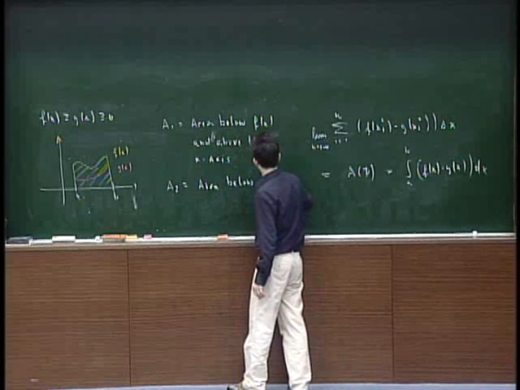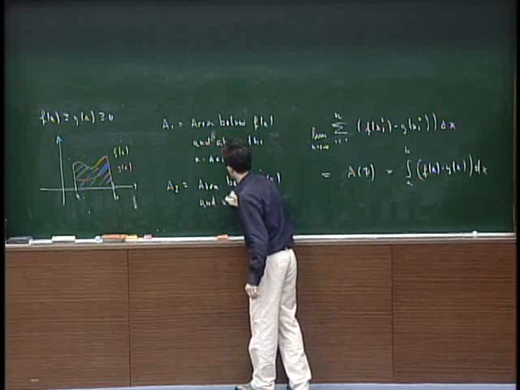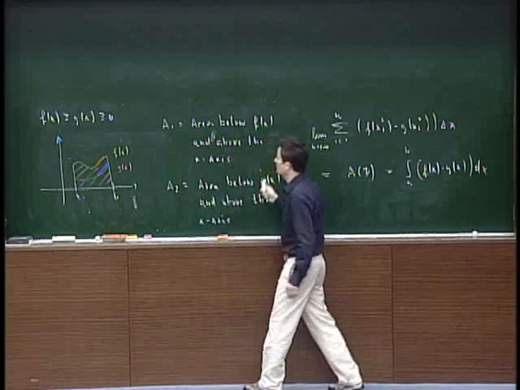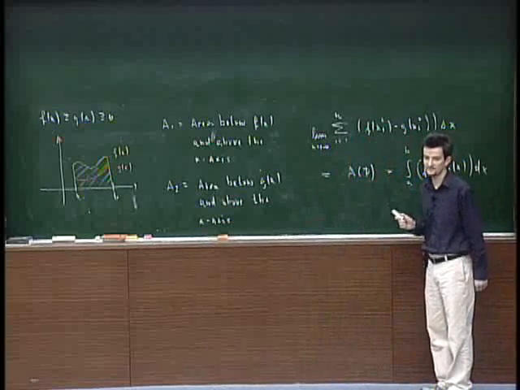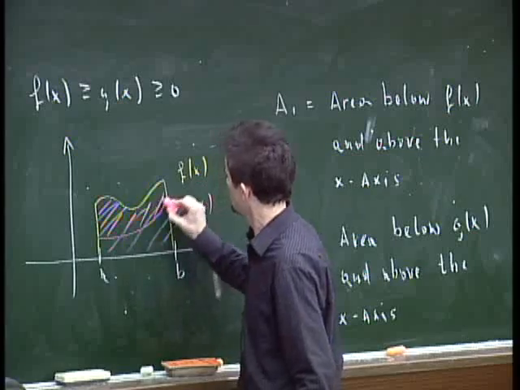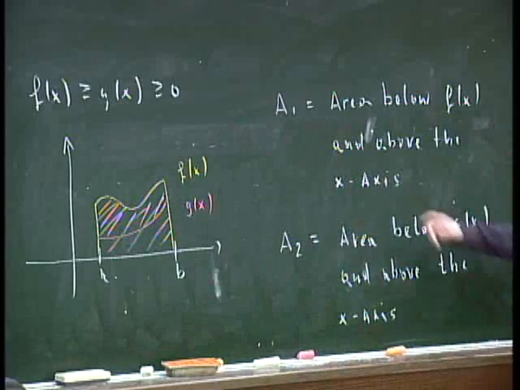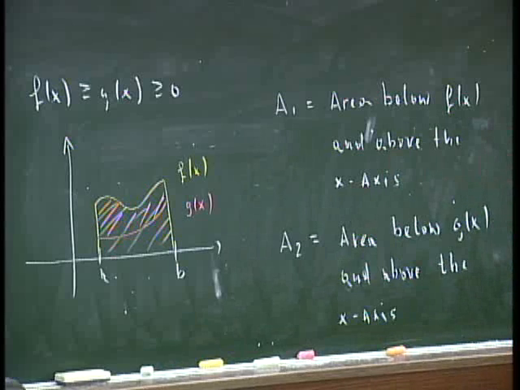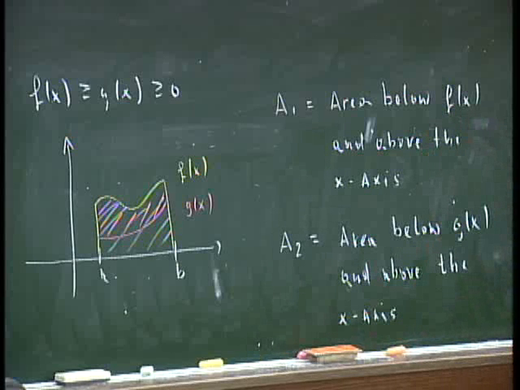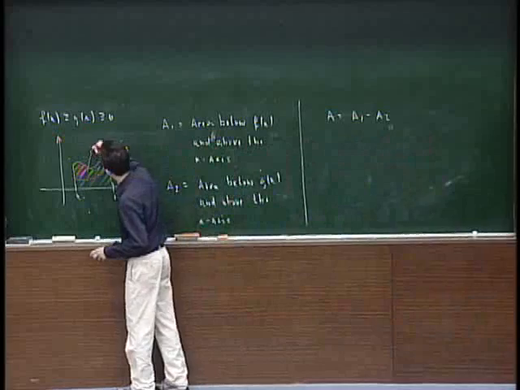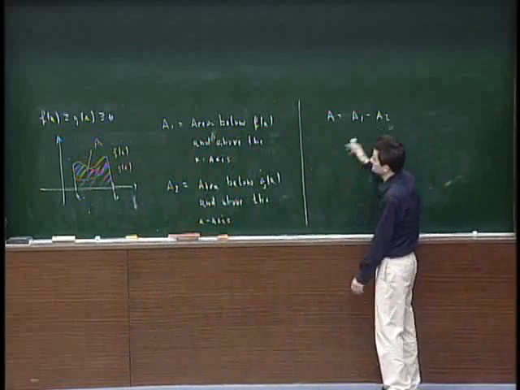below g of x and above the x-axis. So actually, those two areas we have already defined previously. Now, if I ask you how to define this area here, the more natural way would be to say it's A1 minus A2, because the area should have this property. So the more natural definition in this situation would be to define the area of the red domain just by subtracting A1 and A2.